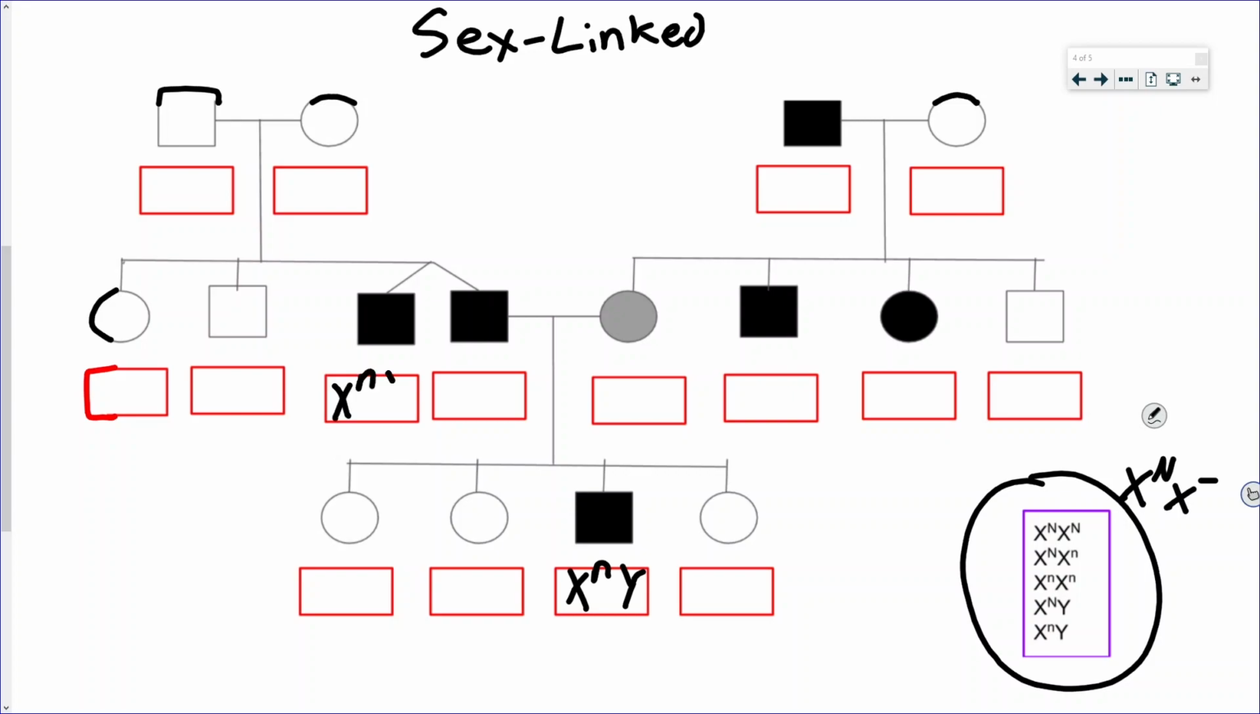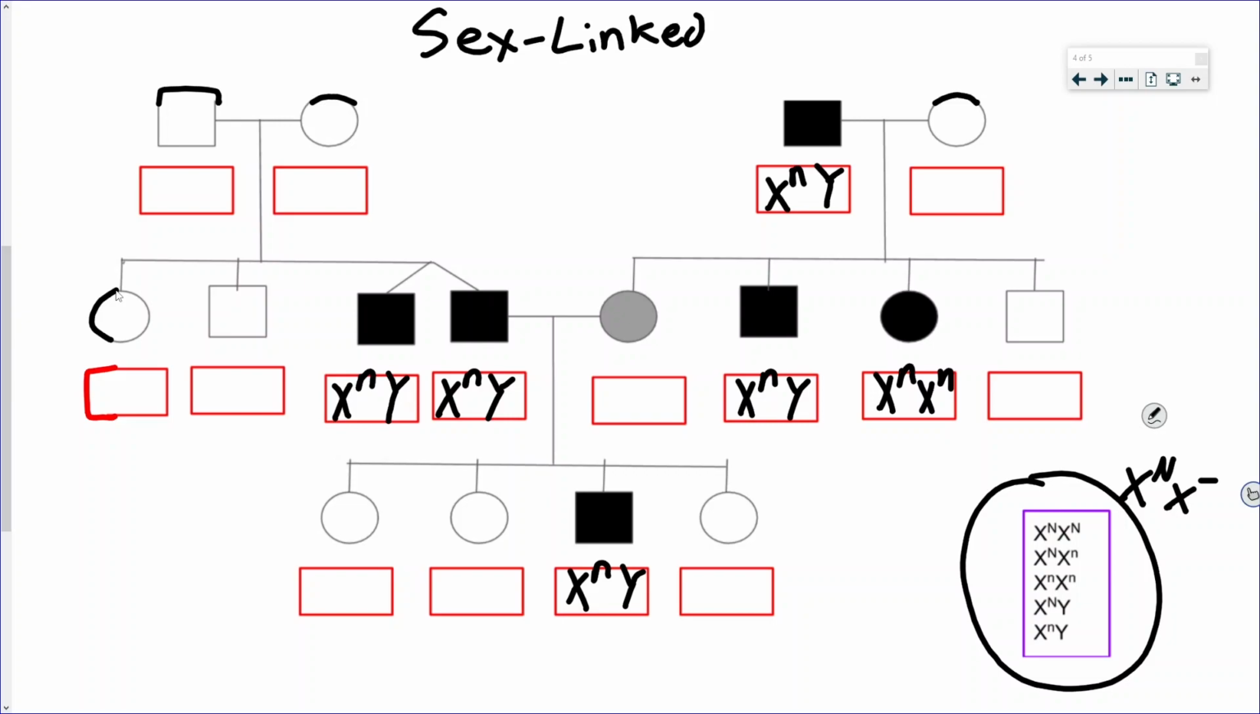Same logic here for these two twin boys. They're X lowercase and Y. Over here I have another male, X lowercase and Y, and then I have this female here who's X lowercase, and finally X lowercase and Y for this male at the top. Again, all I've done is fill in all of my recessive individuals right away. They can be nothing else.